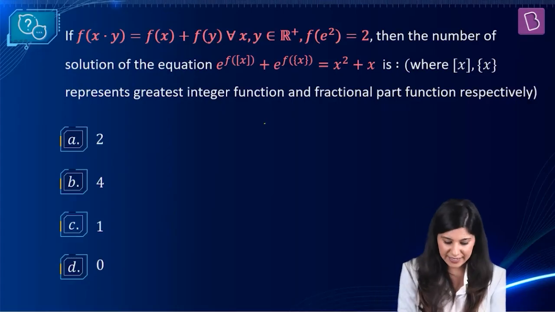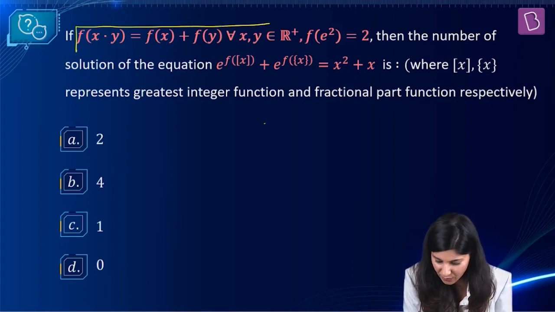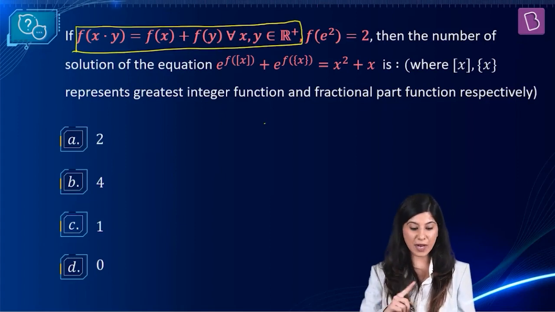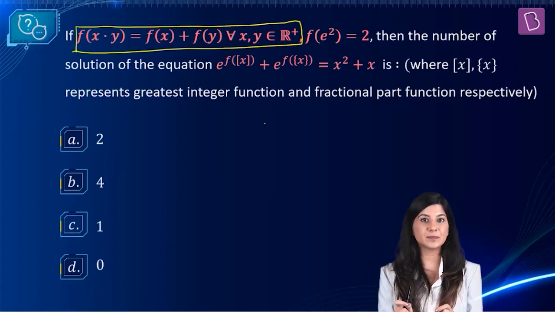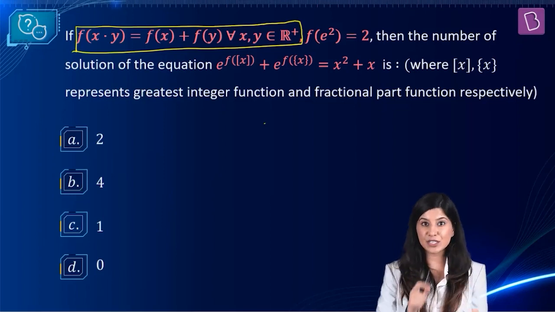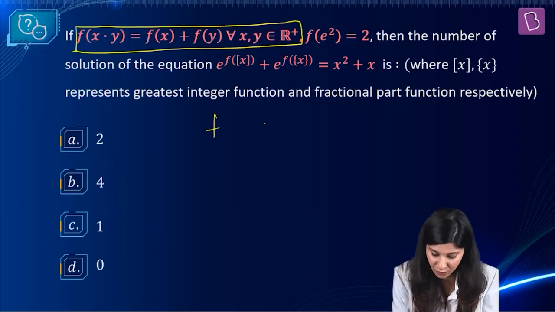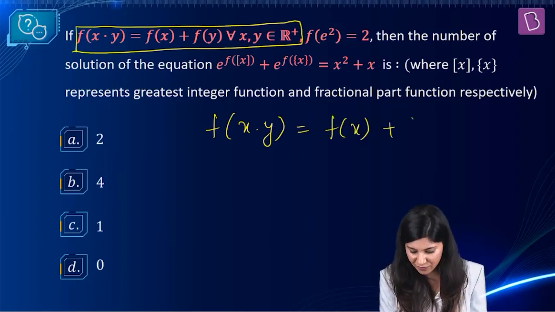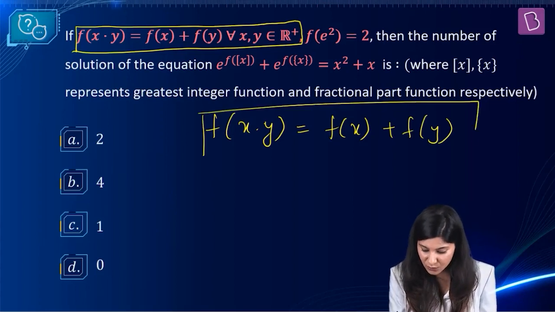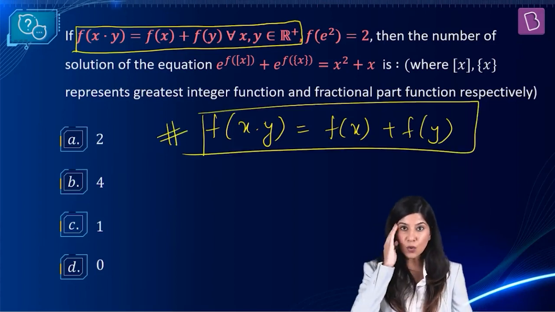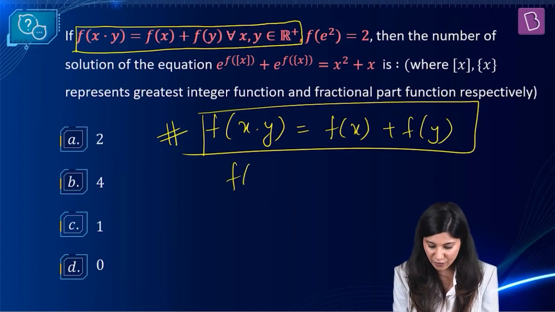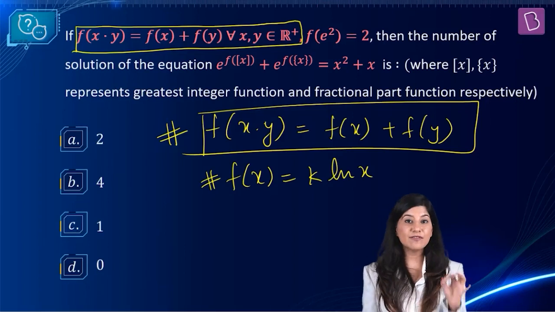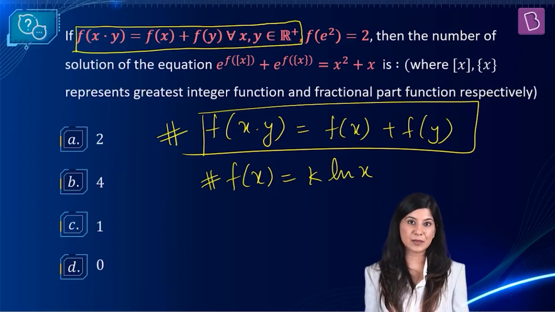All right, so this question says if f of x multiply y is equal to f of x plus f of y for all values of x comma y belongs to R plus. Okay, I'll stop it over here. The moment you read half a question, even in fact this equation, I am going to write this equation all over again for you. f of x multiply y equal to f of x plus f of y. The moment you see this equation directly, just don't think anything and write f of x equal to k times ln x. Yes, this is the function related to this functional equation, right?